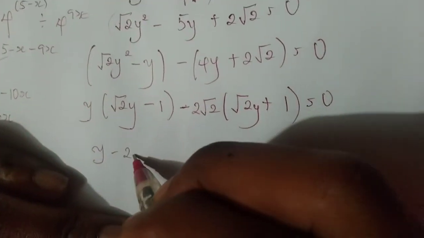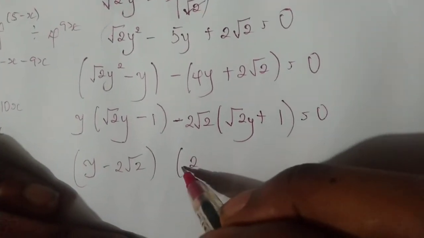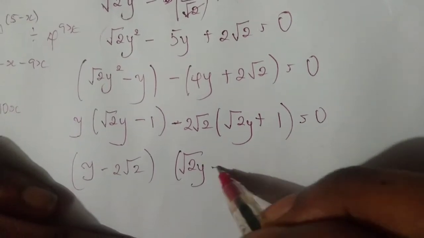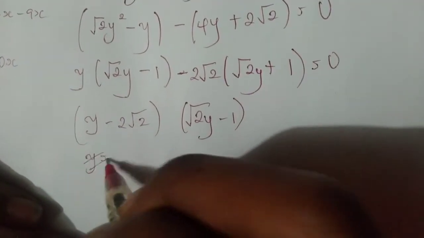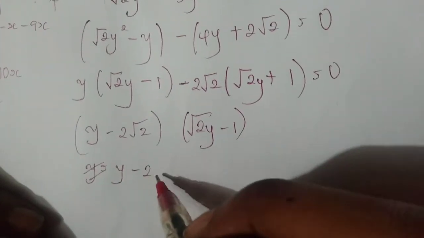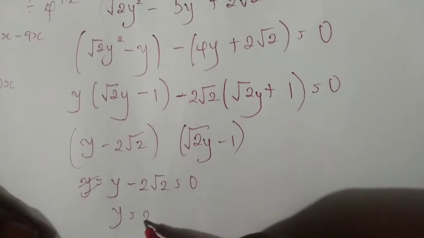So we have y minus 2 root 2 and root 2y minus 1. So we can say, let's solve for y. So this y minus 2 root 2 is equal to 0. Therefore y is equal to 2 root 2.